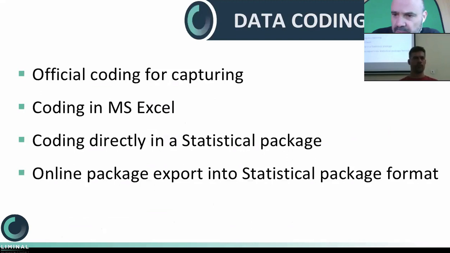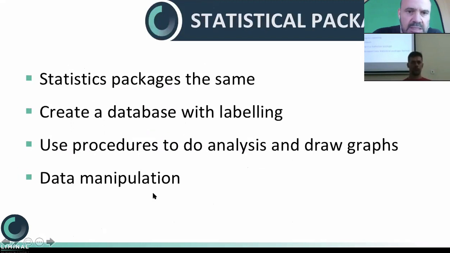You put it in Excel, and then you can import it into a statistical package, and then the statistical package puts it in a database that the statistical package can read. So all the statistical packages work in the same manner. So you capture the numbers, 1s and 2s, and then in the statistical package, you'll give it labels, say 1 is male, female is 2. And then the statistical package has procedures that can help you with analysis and graphs and data manipulation.